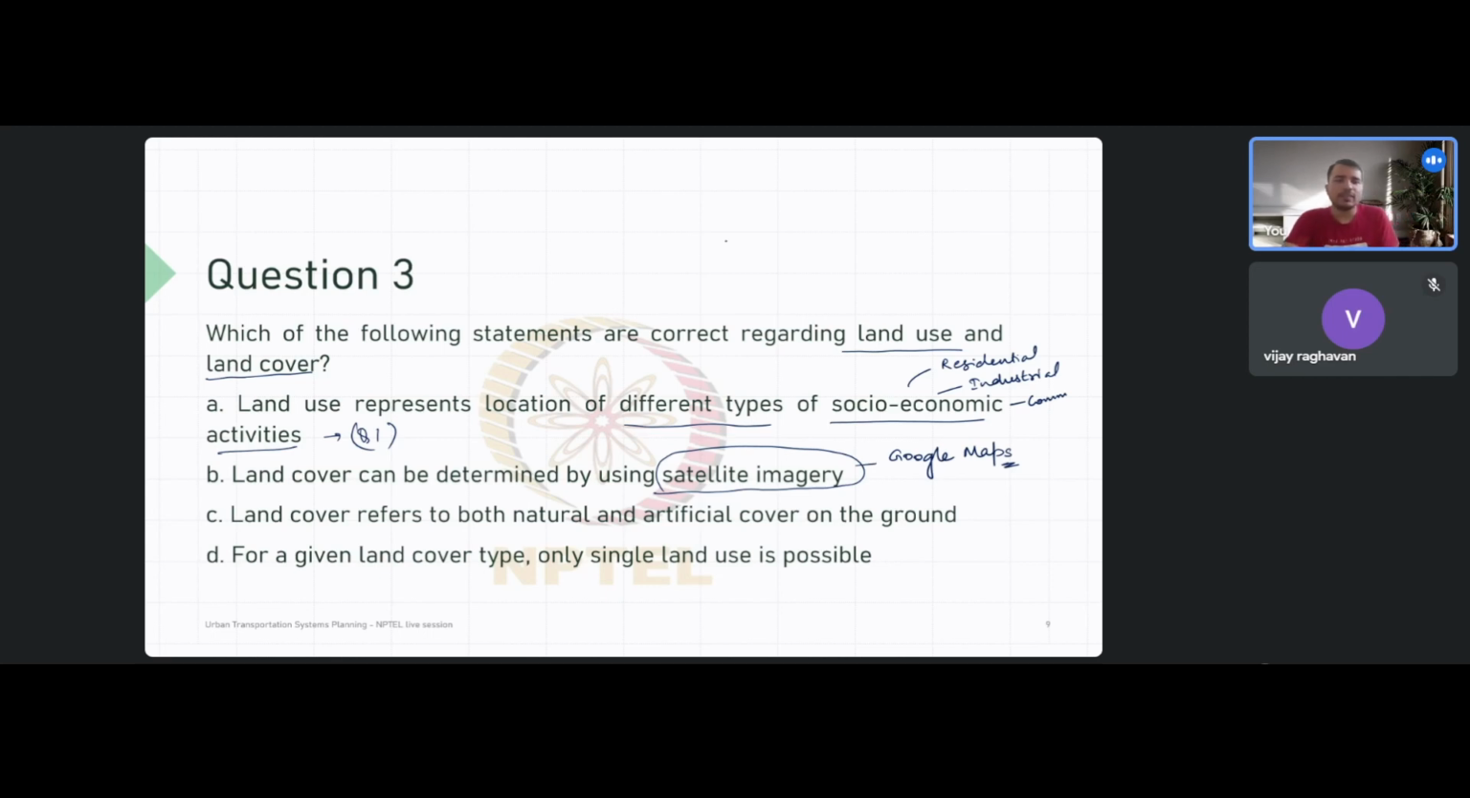In satellite imagery we can easily see a city from the top-down view, from the satellite's top-down view. It will click pictures of the area, so we'll have everything.